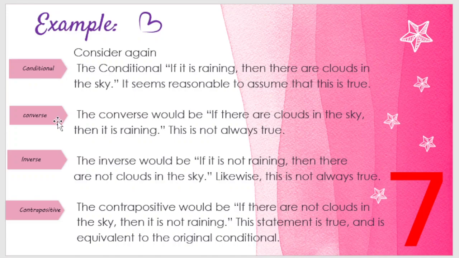So for the inverse, we have here: if it is not raining, then there are not clouds in the sky. Likewise, this is not always true. We cannot say that if it is not raining, then there are not clouds in the sky, no? So for the contrapositive, we have: if there are not clouds in the sky, then it is not raining. So this statement is true and is equivalent to the original conditional.